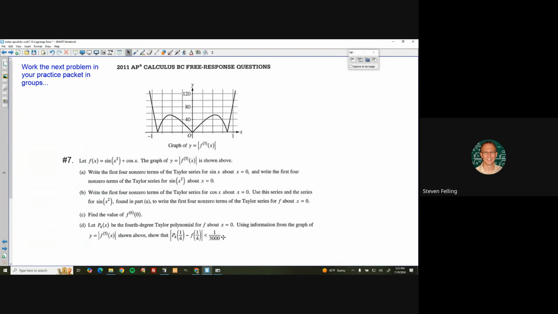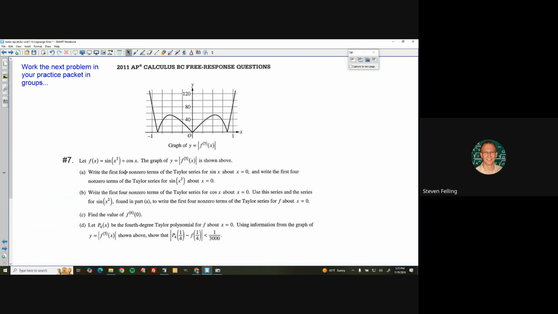Then for part C, find the value of the sixth derivative at x is 0. And for part D, let the fourth degree polynomial, P4, be the fourth degree Taylor polynomial centered at 0, and using information from the graph, show that the difference between the Taylor polynomial at 1/4 and the actual function at 1/4 is less than 1 over 3,000.